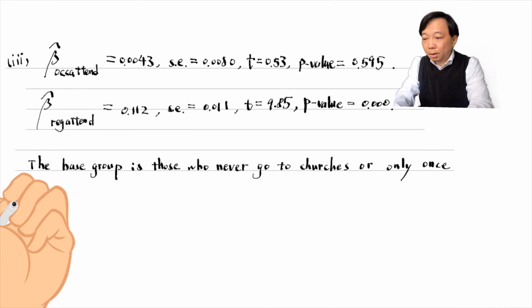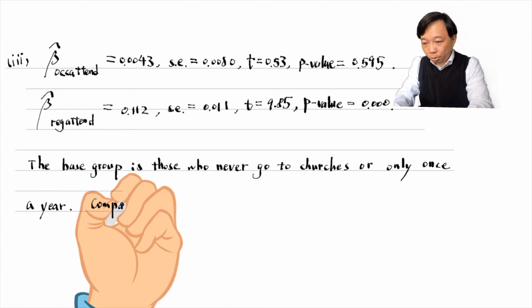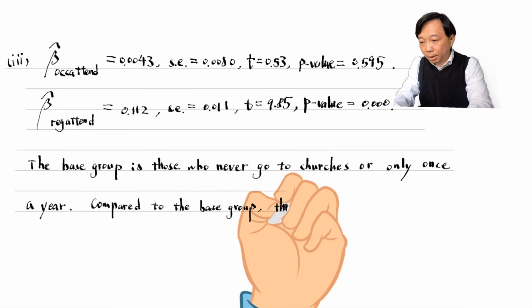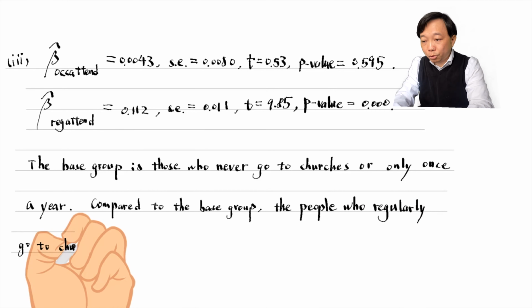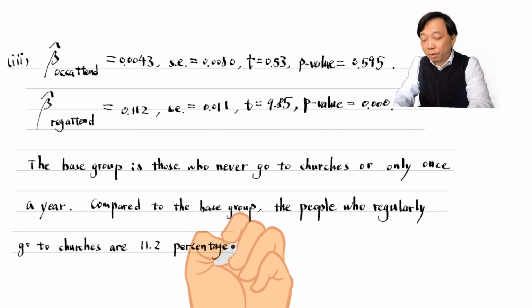It implies that, compared to the base group, the people who regularly go to church are 11.2 percentage points more likely to be very happy.